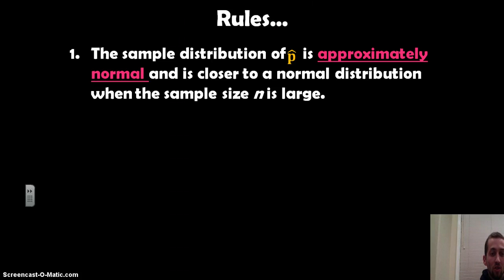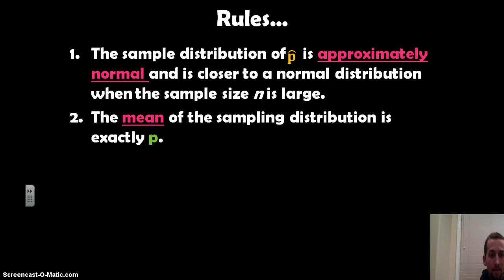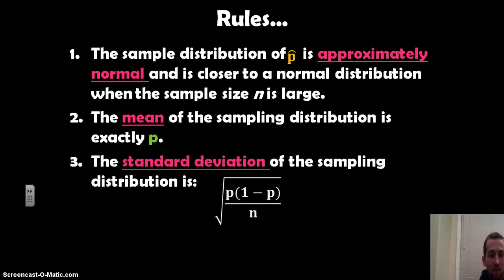So it should be normal when n is large. The mean of the sampling distribution is exactly P, and then the standard deviation, again, this last one is new, of the sampling distribution is the square root of P times 1 minus P over n, okay?